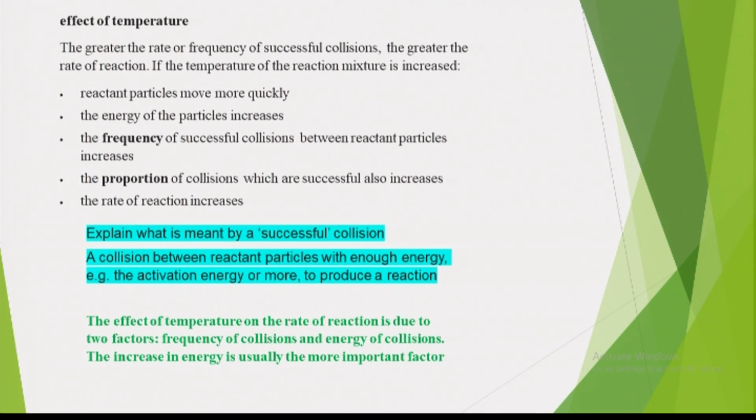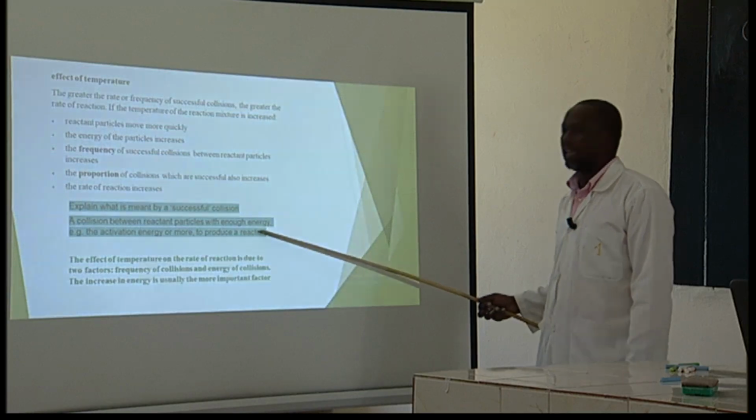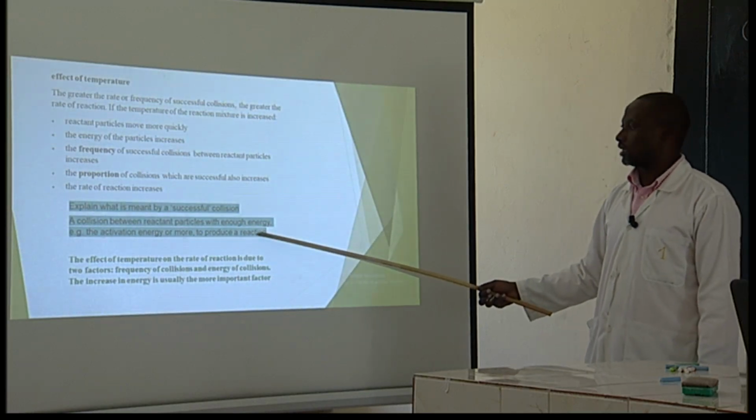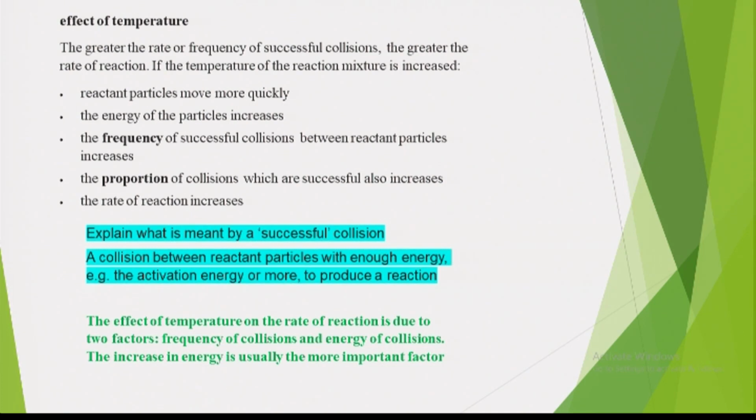Explain what is meant by a successful collision. That is a very important term that you shouldn't forget. It is a collision between reactant particles with enough energy. Take note of that, with enough energy. That energy is the activation energy or more, to produce a reaction. So for the reaction to take place, there must be a successful collision.